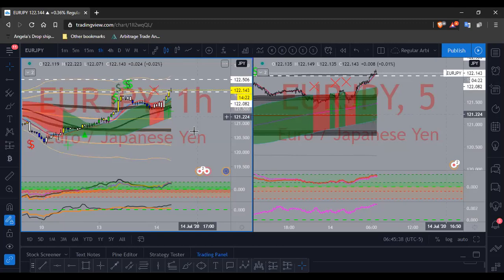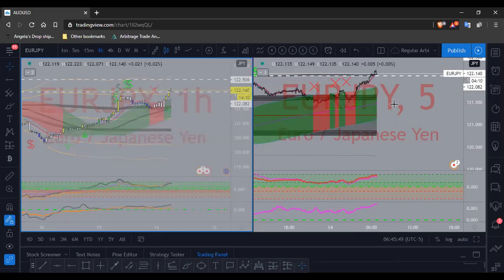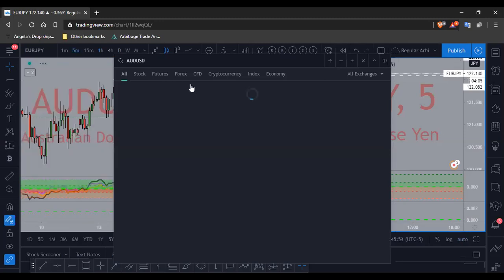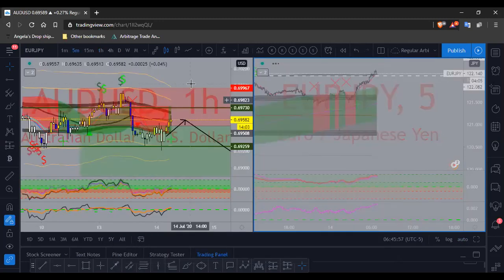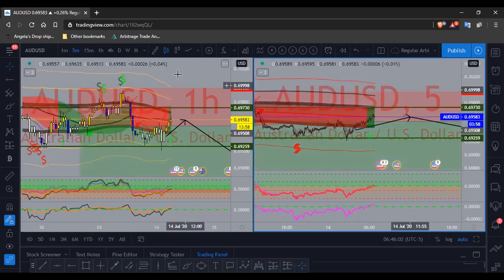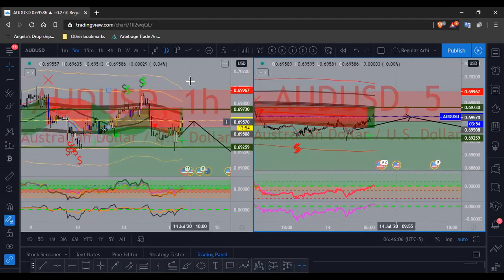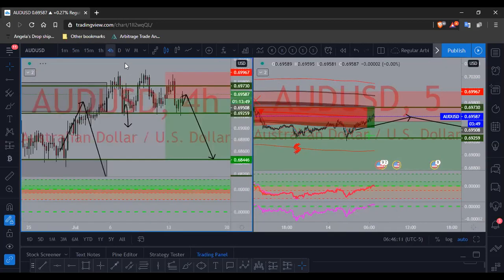All right, so that's EURJPY. Those are the pairs that we just looked at on the arbitrage website. Now I'm just going to go through the pairs that I was talking about yesterday. AUDUSD is one of them. All right, so AUDUSD is literally at the spot that I had mentioned I wanted it to come back up to yesterday.